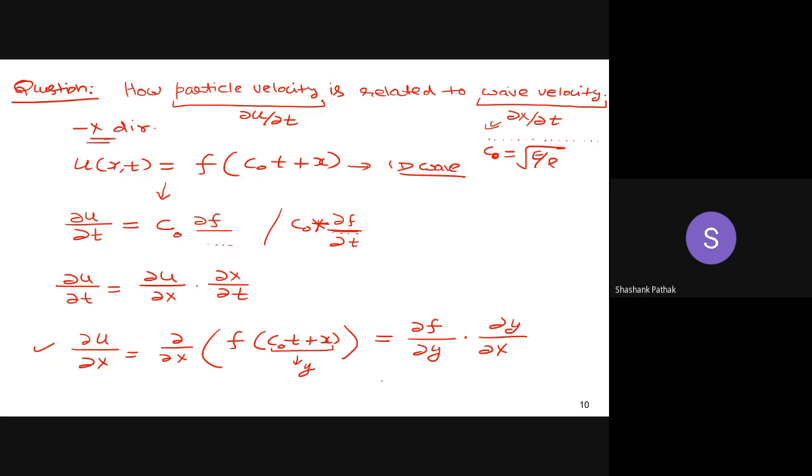So suppose we define this one, del f by del y, as f prime, because we are differentiating with respect to the input of this, and then multiply by del y by del x. So what is del y by del x? 1, exactly. So that's how we can define our del u by del x. And in the same way, we can also define our del u by del t. So now we will follow the same process and see how we can write this del u by del t. You just try yourself, and then we can see whether your answer was okay or not.